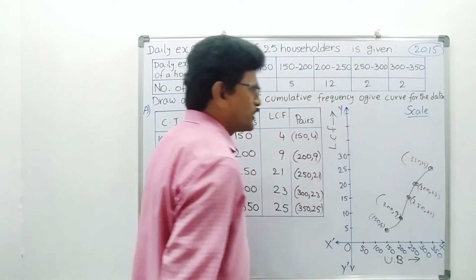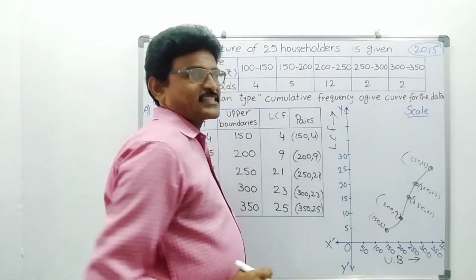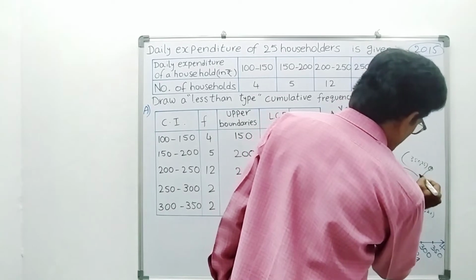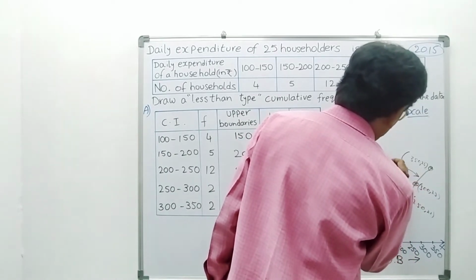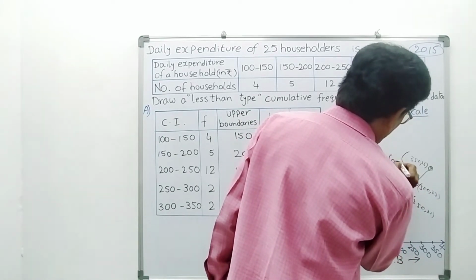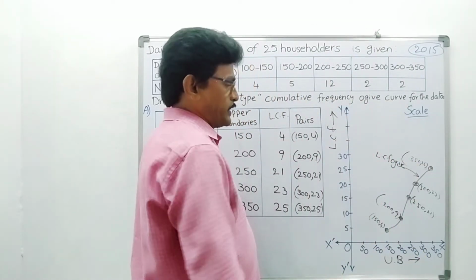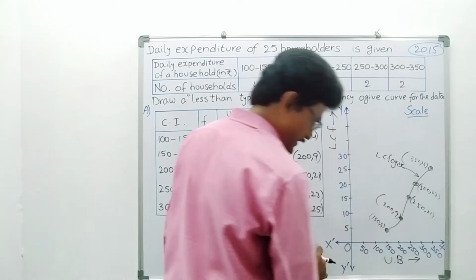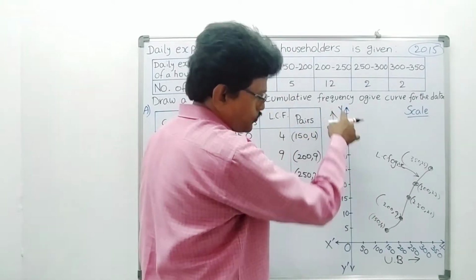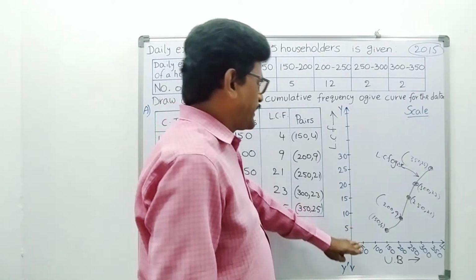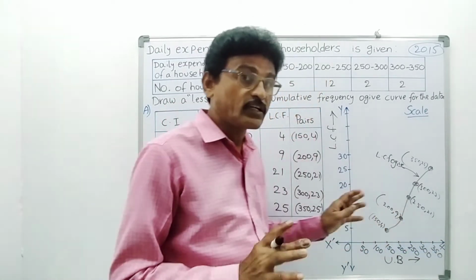Okay, and one more thing, students, what is this curve? Less than cumulative frequency ogive. So mention that also. This is the less than cumulative frequency ogive curve, right? And what you have to draw here? On the X-axis mention X dash, on the Y-axis Y dash. That is also important. Next, the scale we have taken, that also you have to mention.